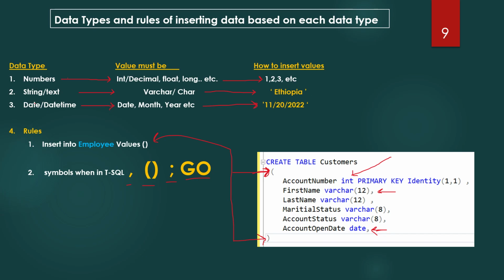If you pick a date or date time, make sure you select which one. Is it date? Is it year, date, time? And then the value, make sure you put the format, like which format. So, rules: inserting values and symbols, right?